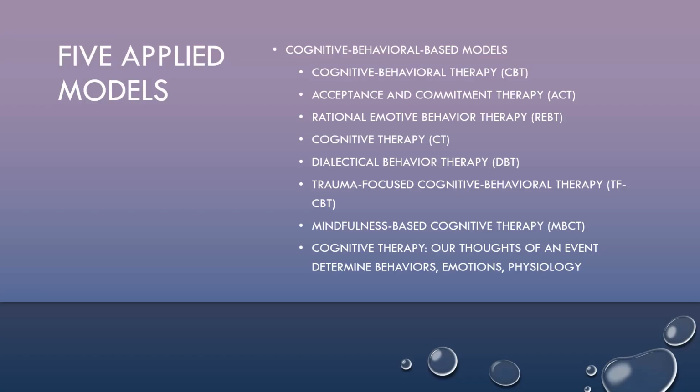So let's look at the 5 applied models. You have cognitive behavioral based models. These are your CBT, ACT, REBT, CT, DBT, TFCBT, MBCT, and we have to know cognitive therapy is our thoughts of an event determines behaviors, emotions, and physiology. Okay, so when you are a cognitive behavioral approach, you're looking at, what do I think that is going to shape my behaviors?